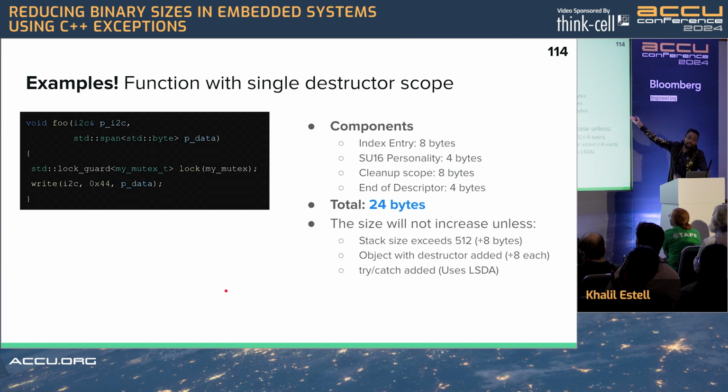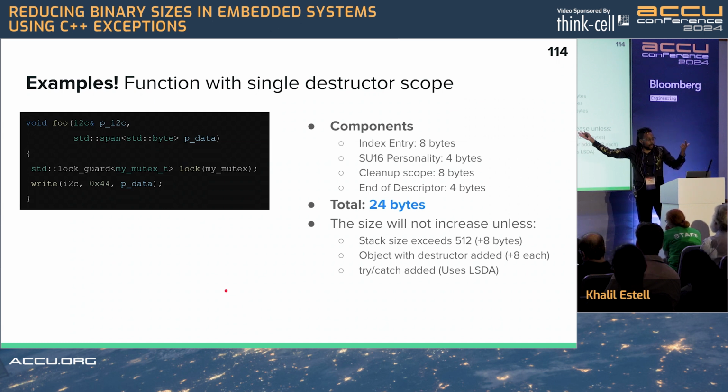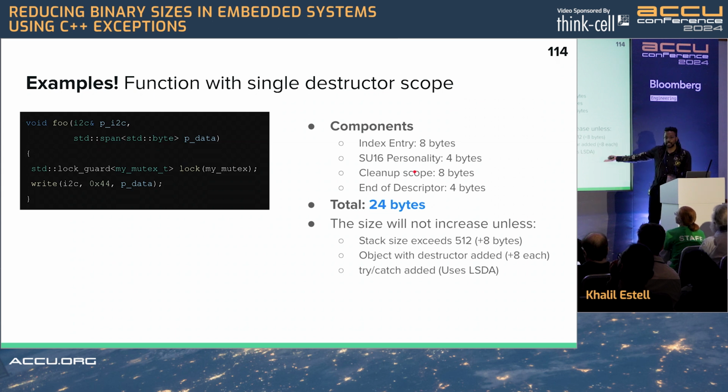Here's a mutex, my little mutex. I write something to the bus. And from here, because we need an index entry, short unwind, because there's probably not much happening here. The short unwind personality 16. We're going to need a cleanup scope, which is another 8 bytes. And we're going to need an end of descriptor, which is another 4 bytes. Total, 24 bytes. And the size will not increase unless we increase our stack size, like I said before, which will add an additional 8 bytes. And each object you add that adds another destructor will add another 8 bytes.